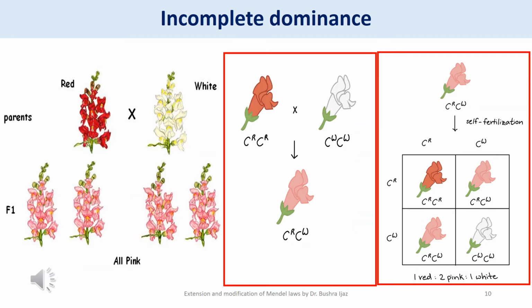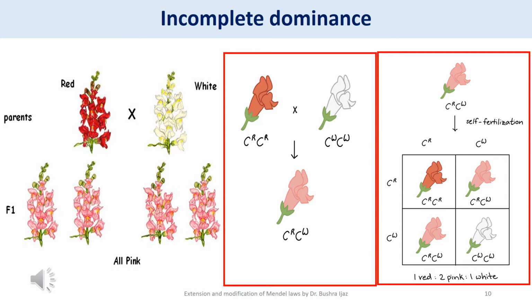Here is a very simple example of incomplete dominance in plants, the snapdragon. Here you can see a cross between a homozygous parent with white flowers and a homozygous parent with red flowers, and when they are crossed together you can see that in the F1 generation they all produce pink flowers.